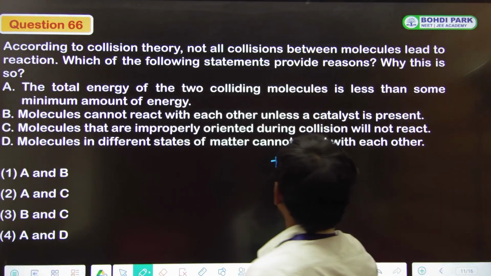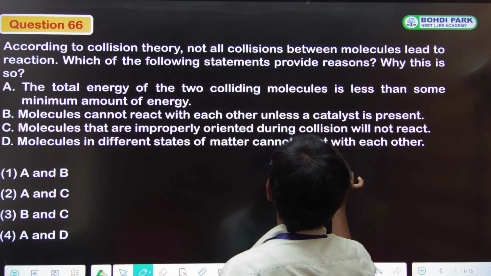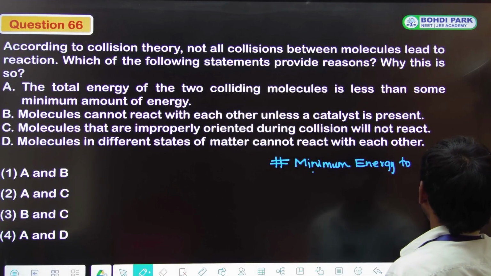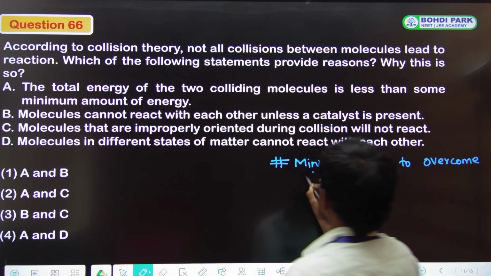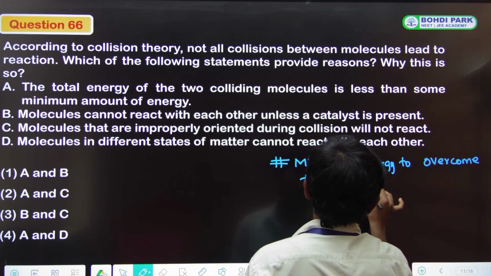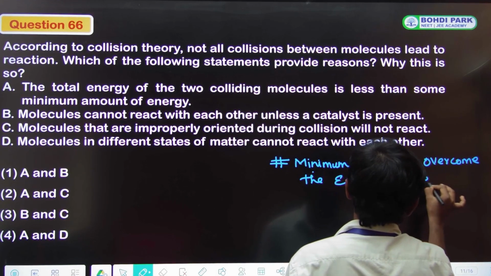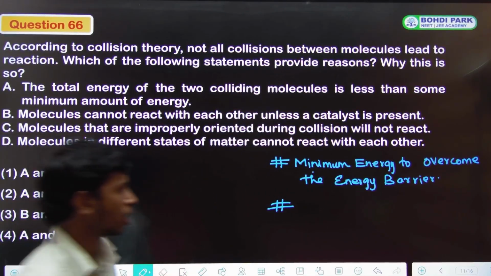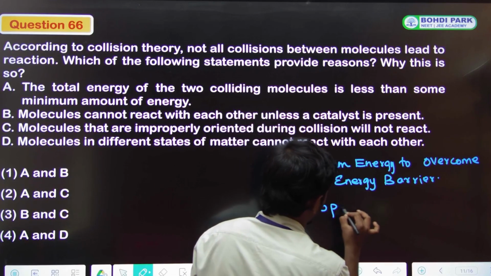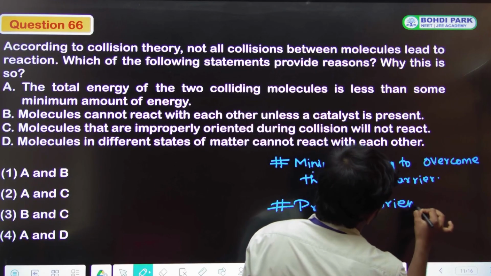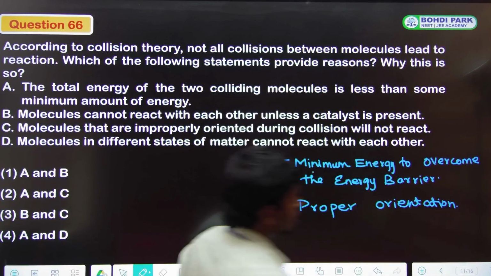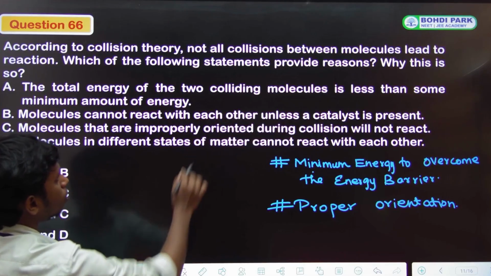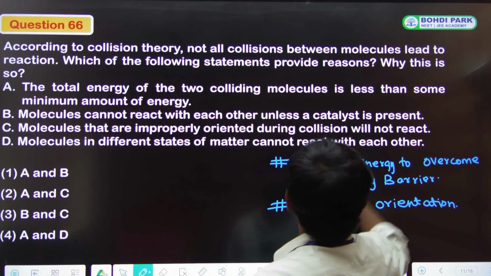என்ன condition சார்? It must have the minimum energy to overcome the energy barrier. Energy barrier தாண்டி போற அளவுக்கு அதுக்கு minimum sufficient energy இருக்கணும். ரெண்டாவது, it must have a proper orientation. அதோட orientation correct ஆ இருக்கணும். அதோட direction of attack correct ஆ இருக்கணும். இந்த ரெண்டு condition ஐ satisfy பண்ணா மட்டும்தான் அது என்னவா மாறும்? Product ஆ மாறும்.